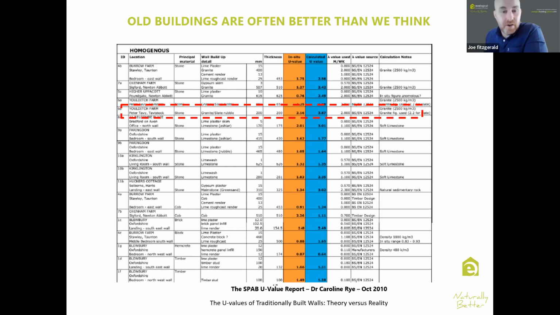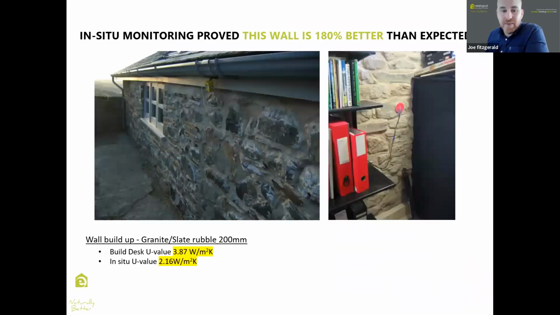I'm not going to go through that entire graph, but I just highlighted this one area in this red hatch. And this was a 200 mil thick granite wall, which we'd all know would be very, very cold in reality. A 200 mil thick granite wall is a thin, very conductive wall type. So when you calculate the U value for that in U value software, in the blue column, what you might see there is the 3.87 U value. But actually, when Dr. Rye monitored the performance of this, what she found was it was actually 2.14, which is significantly better. So this was actually the project in question. It was significantly better than expected.